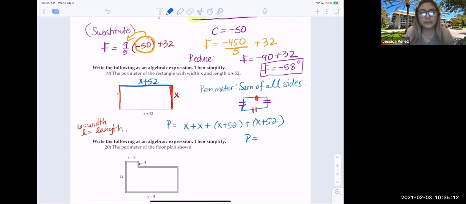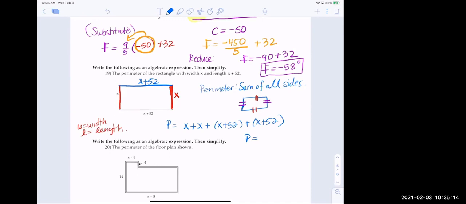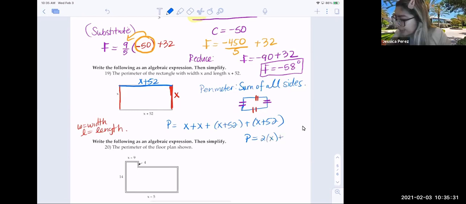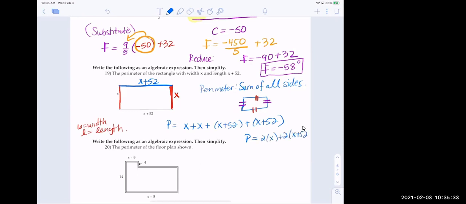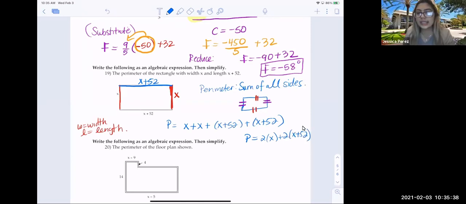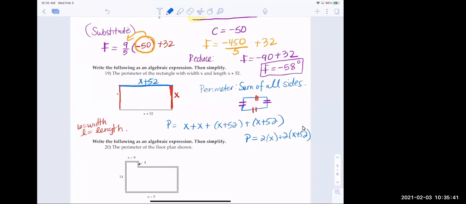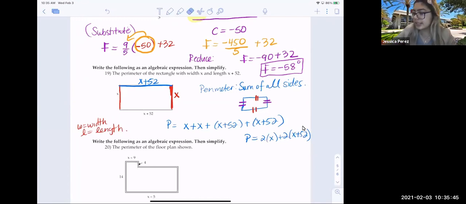Wendy, do you have a question? Yes, I do. I see that you put X plus X plus X plus X plus 52, but could we do 2X and then 2 parentheses X plus 52? Yes, like this. Yes, we can. It's the same. Since I said the sum of all sides, you could also do it that way. You're going to get the same answer. Thank you for asking.